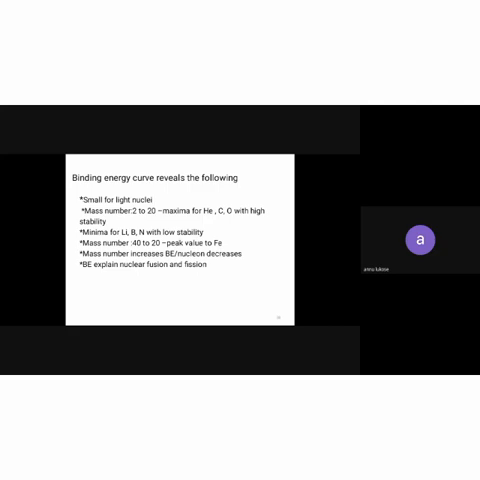the curve has a broad maximum and a peak value corresponding to iron. As the mass number increases further, the binding energy per nucleon shows a gradual decrease. This is due to Coulomb repulsion between the protons, which makes the heavier nuclei less stable. The binding energy curve also explains the phenomena of nuclear fission and nuclear fusion.